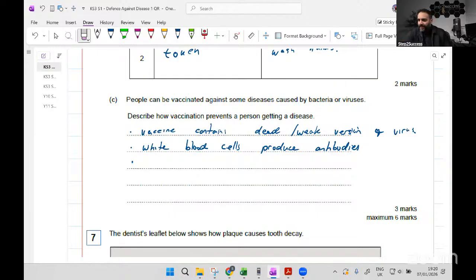So you can say that if the real virus enters, it is quickly destroyed. And that should be the answer to quite a lot of questions across the three booklets because vaccinations are everywhere.